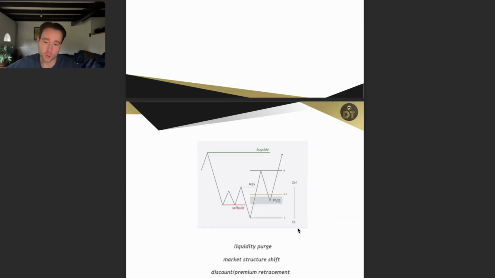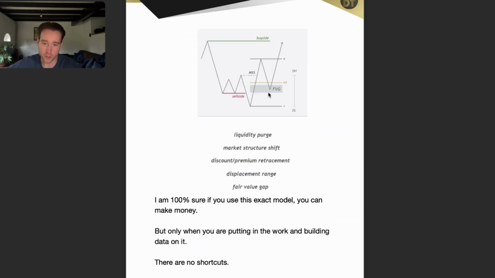And for example, I found this model online with a quick ICT entry model. I went to a Google search and I found this. And I'm 100% sure this exact model will make you money. For sure. Very easy entry model, but only when you're putting in the work and building data on this. There are no shortcuts here. So make sure you put in the work.